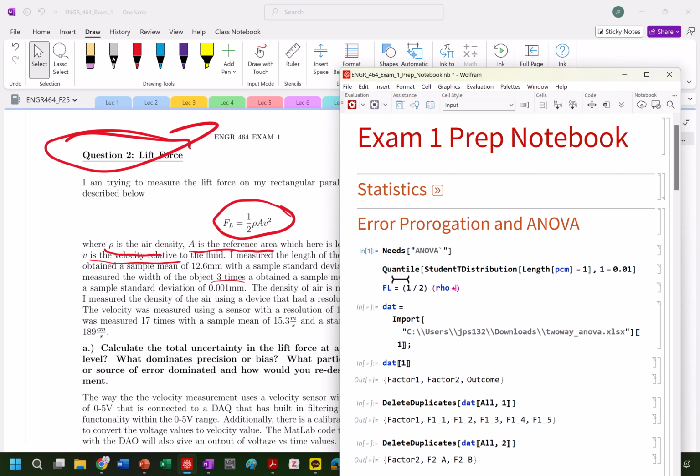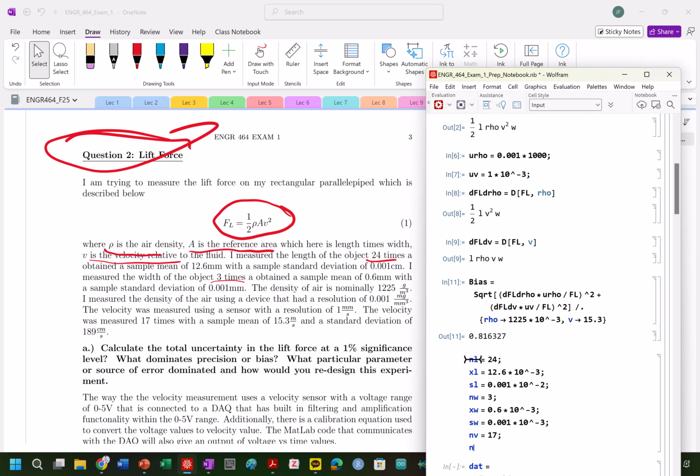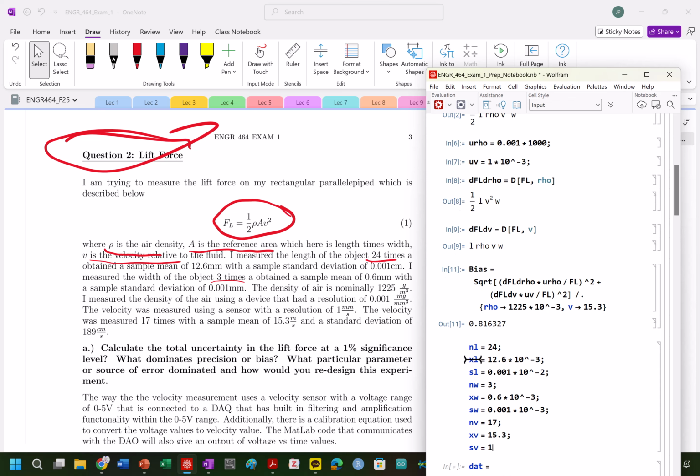And there's also the number of velocity measurements. Number of velocity measurements equals what? 17. x velocity equals 15.3, and then s velocity equals 189 times 10 to the minus 2.